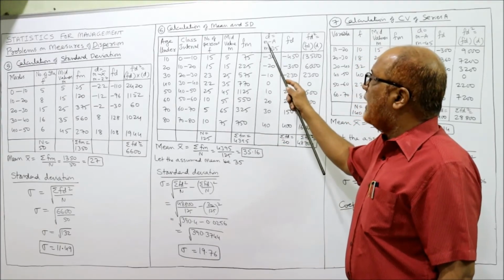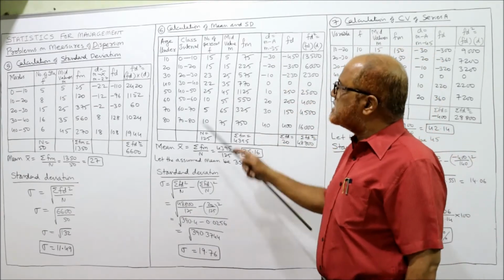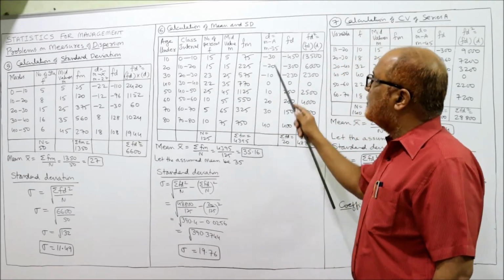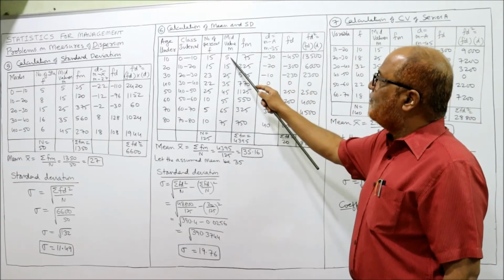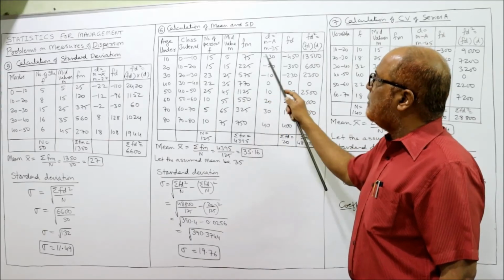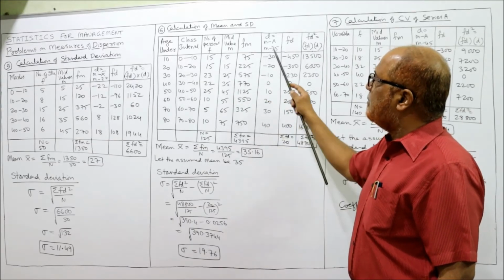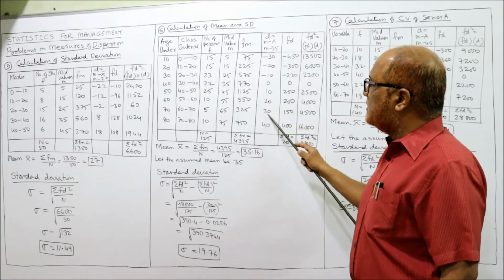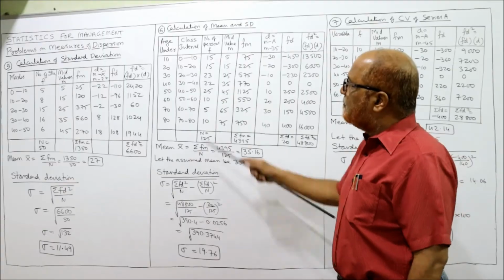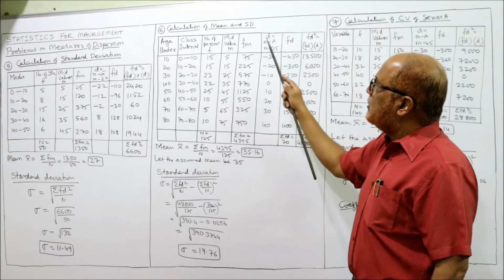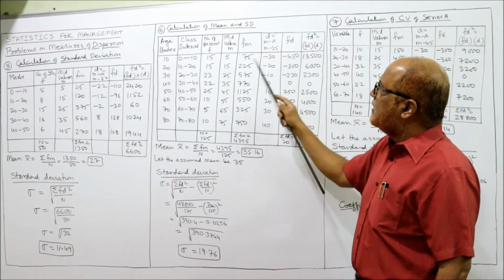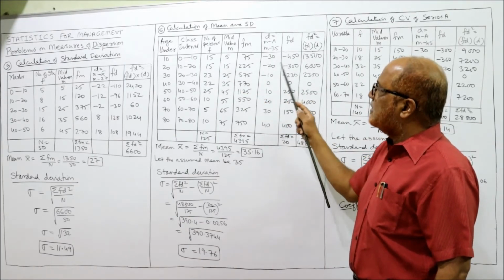Now D is equal to M minus A. M stands for mid values. A stands for assumed mean. What is the assumed mean here? 35. So M minus 35. So 5 minus 35 is minus 30. 15 minus 35 is minus 20. 25 minus 35 is minus 10. 35 minus 35 is 0. Then 10, 20, 30, 40. These are the deviations. Now multiply f into d. Frequency into deviations. 15 into minus 30 is minus 450. 15 into minus 20, minus 300.